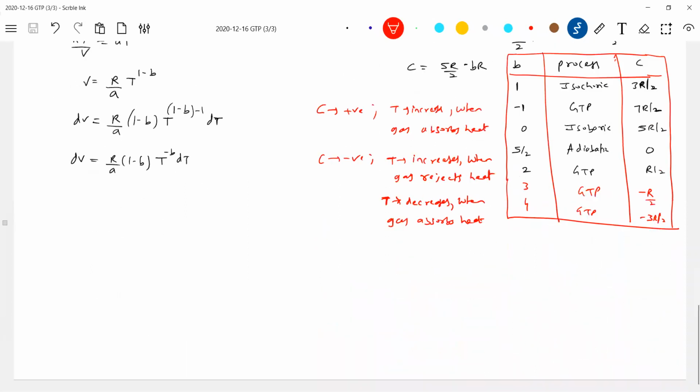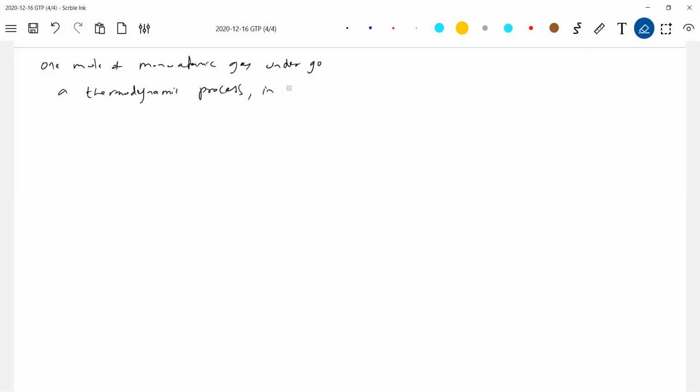Okay, let's take the next situation. Not only volume, pressure, temperature, even I can bring in more. 1 mole of monoatomic gas undergoes a thermodynamic process in which the internal energy of the gas varies with the volume as U equal to A V to the power of B.